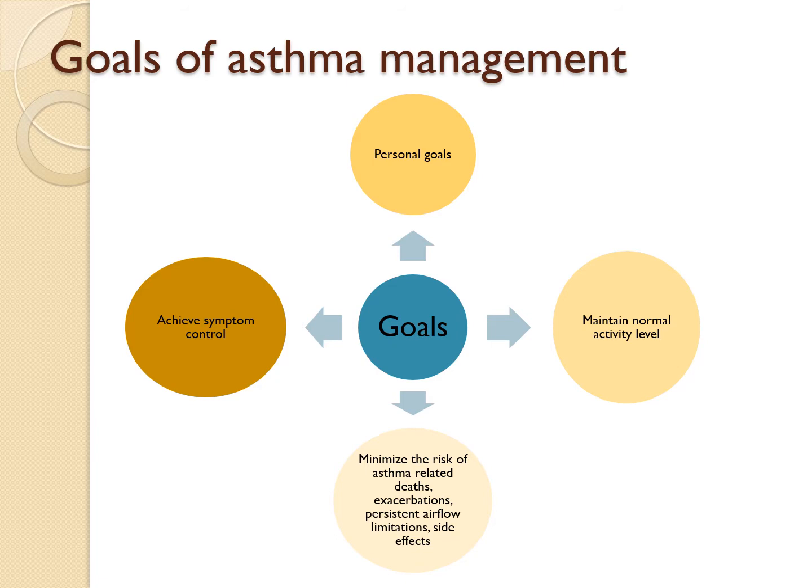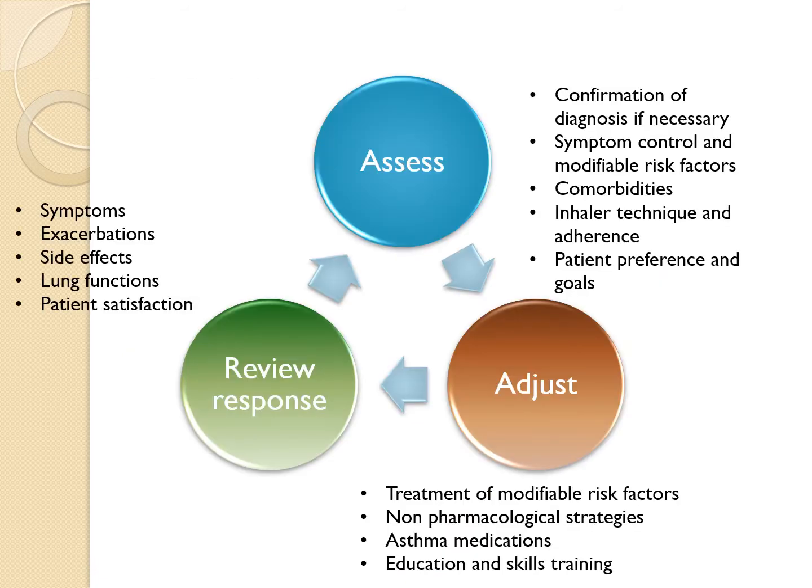On the other hand, the clinicians also should have certain goals, that is maintaining normal activity level. So we should allow the patient to live a near normal life, and we have to achieve symptom control. On the other hand, while treating, we have to minimize the risk of asthma related deaths, exacerbations, persistent airflow limitation, and drug related side effects. This can be achieved by adhering to the asthma action plan, which consists of 3 steps: assessing, making certain adjustments, and once you adjust changes, you have to review the response and see what is going on.